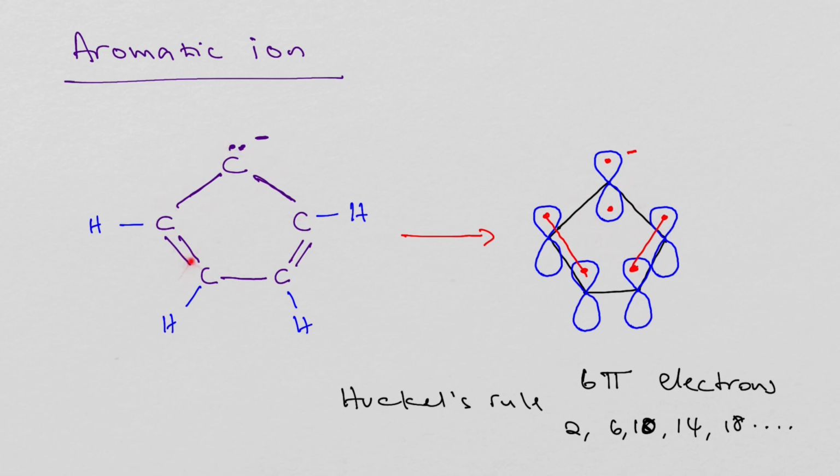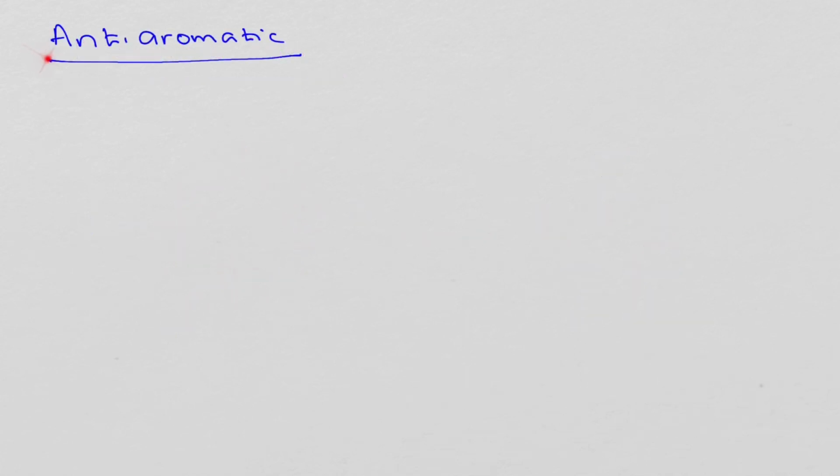So that compound is aromatic because this one can form a double bond here, or it can form a double bond and that can go over to there and that can go over there. That's why it's aromatic. Now let's look at anti-aromatic compounds.